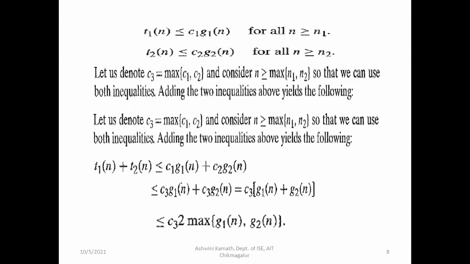Which is less than or equal to C3 into 2 into the maximum of g1 of n comma g2 of n. Again here we take 2 into the maximum, whether g1 of n is maximum or g2 of n is maximum; you consider any one and multiply it with 2. So T1 of n plus T2 of n will be less than or equal to C3 into 2 into the maximum of g1 of n comma g2 of n. I have shown this with the example of integers, and the same thing works for this also.